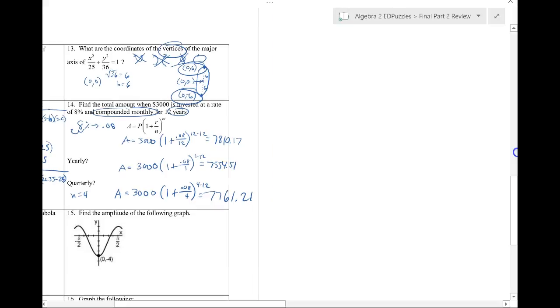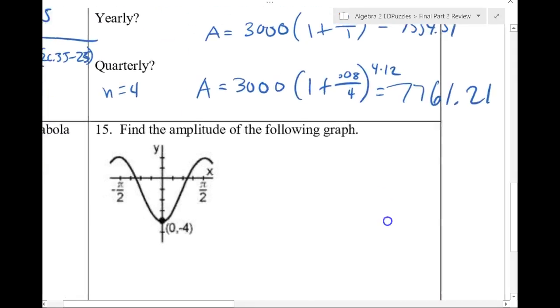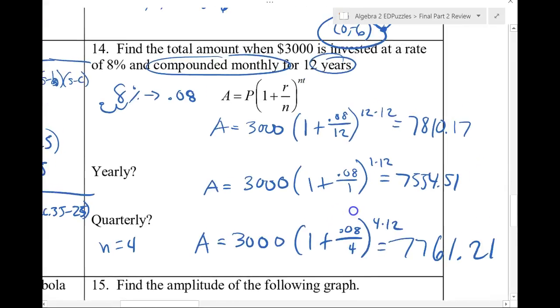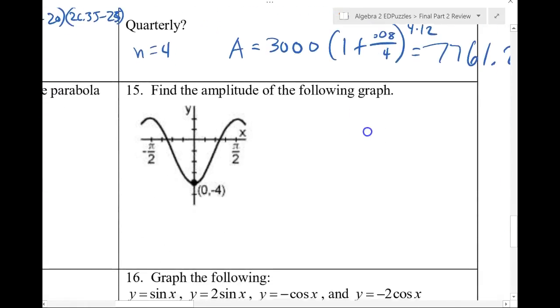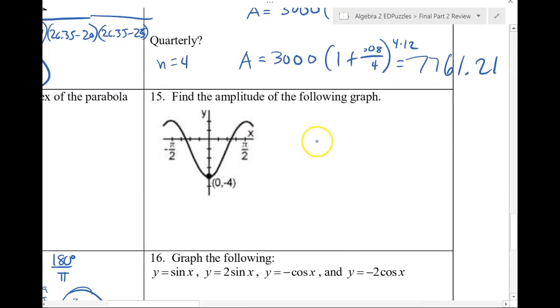Okay, so let's move back over here. And that was it. That's all we had to do. Find the total amount that we make after that many years. Now, find the amplitude of this following graph.